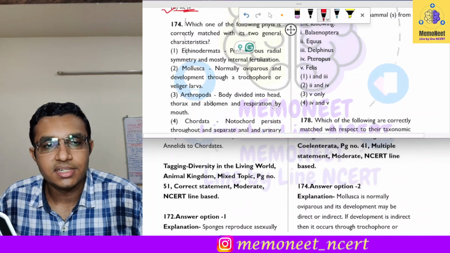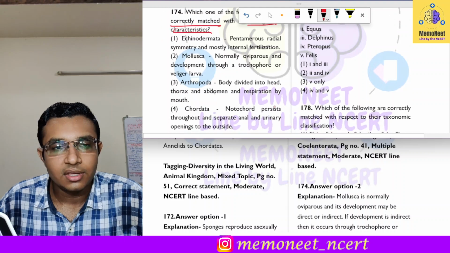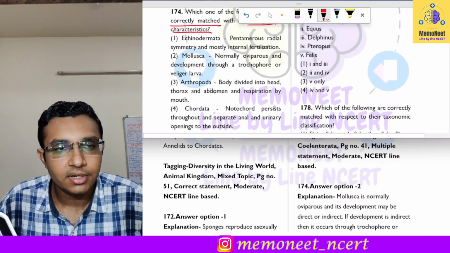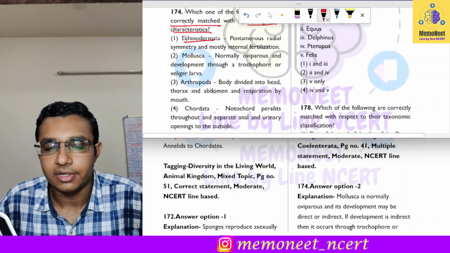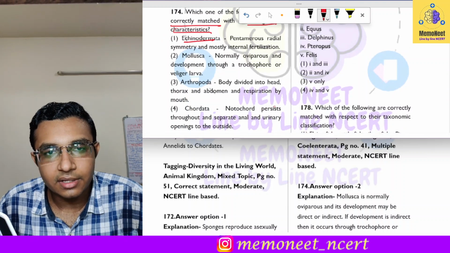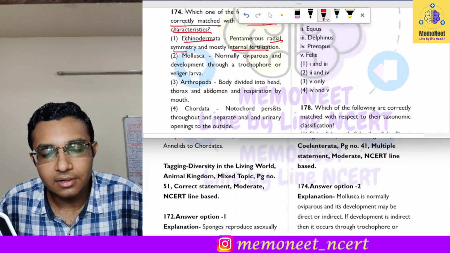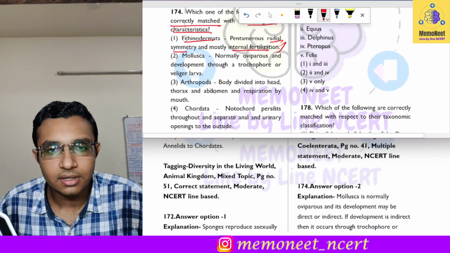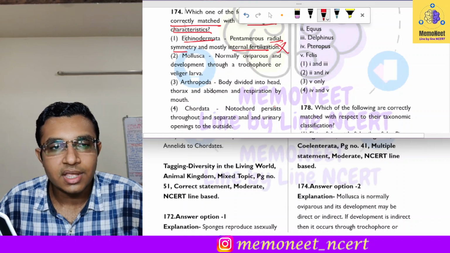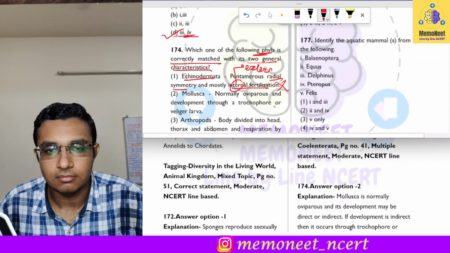It states that which one of the following phyla is correctly matched with its two general characteristics. Let us see them one by one. The first one is echinodermata. In the statement it is given that echinodermata is pentamerous, contains radial symmetry and mostly internal fertilization. So is this correct? No, it is incorrect because in the echinodermata there is mostly external fertilization.